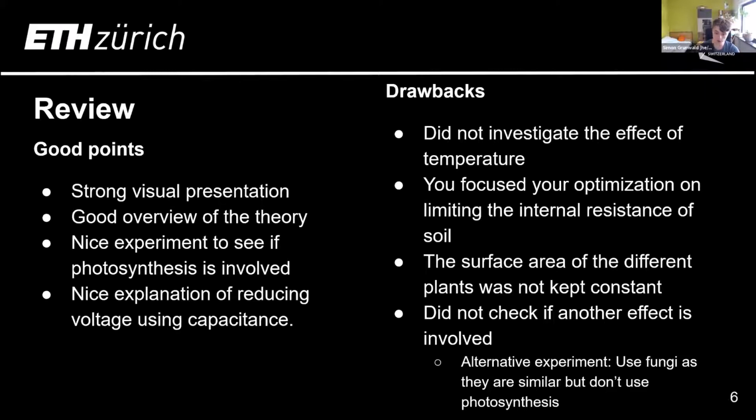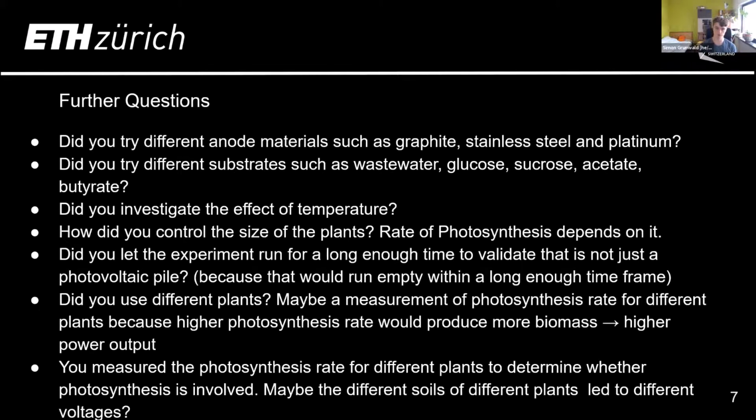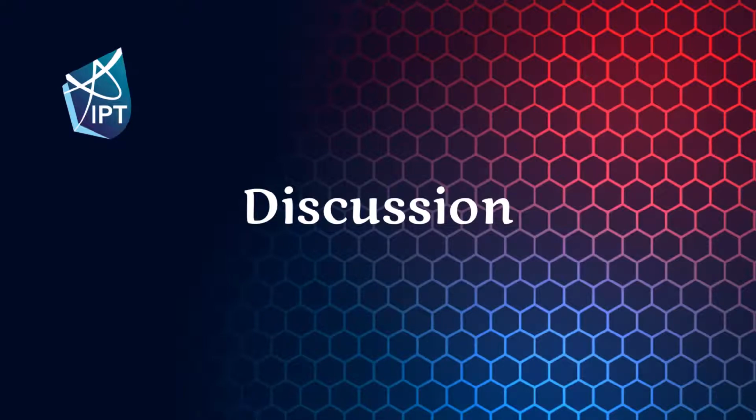For example, you did not investigate the effect of temperature, how it involves the microbial activity or the photosynthesis. You focused your optimization on limiting the internal resistance of the soil, whereas there are other factors that I'd like to talk about later. You ignored the surface area of the different plants, and you did not check if another effect is involved, which I'd like to come to in our further discussion.